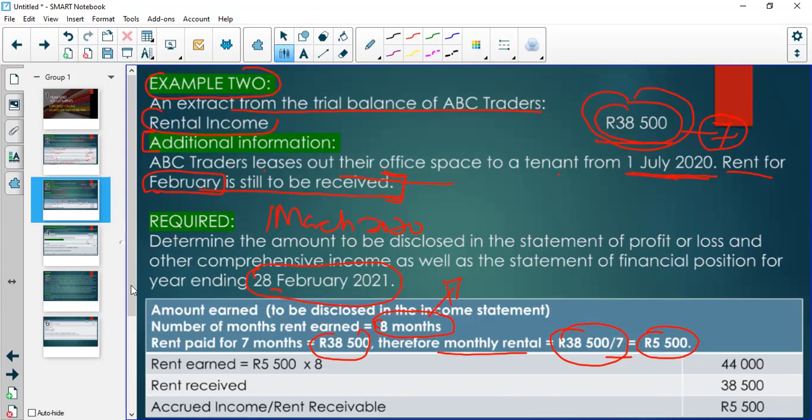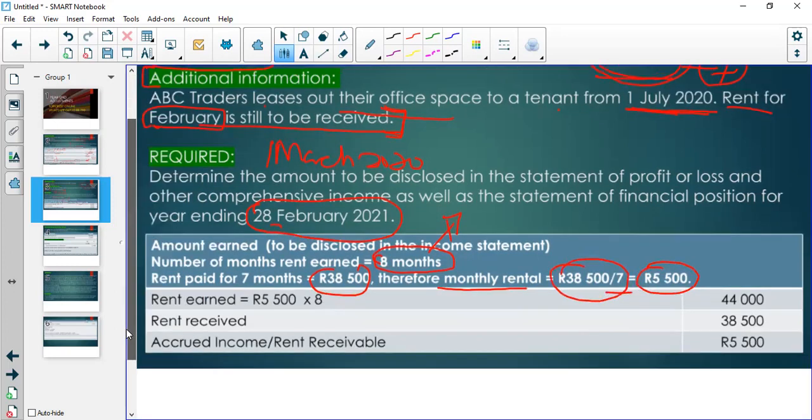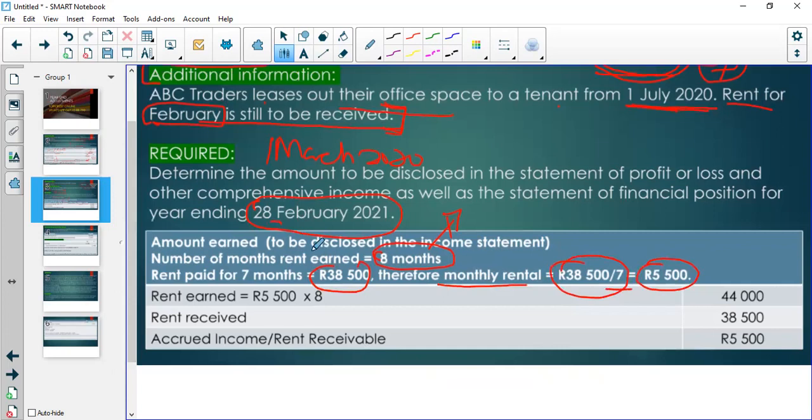Which means that if the monthly rental is 5,500, we earn rent for 8 months. So the rent earned, which is the rent income, is 44,000. This is what we disclose under rent income, right? It's 44,000. The actual amount received is 38,500. So the accrued income or the rent receivable is 5,500.